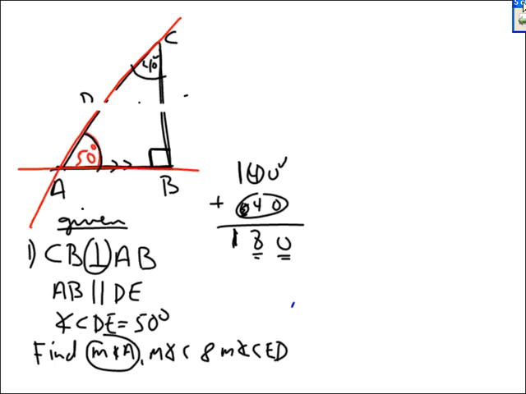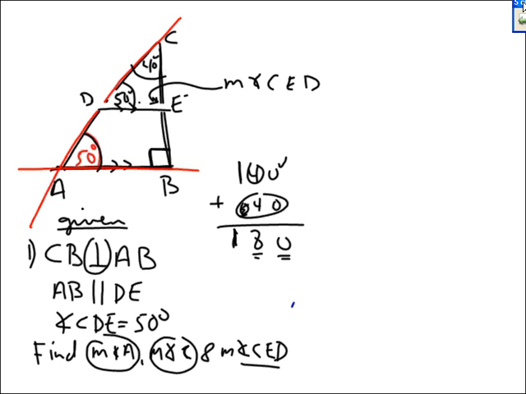The answer is 40. So the measure of angle C is 40. Okay, now let's put back this line, DE. And I know that it is parallel to the line below. And we were given that that was 50. So what is the measure of angle CED, which is this angle right here?